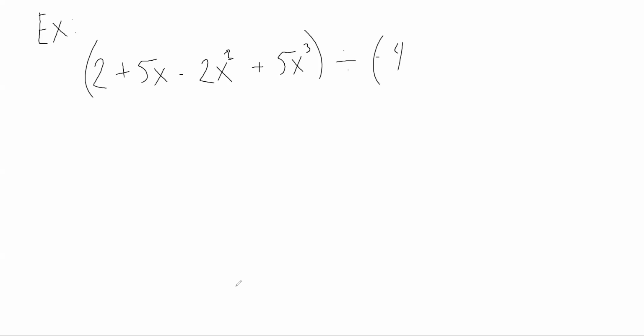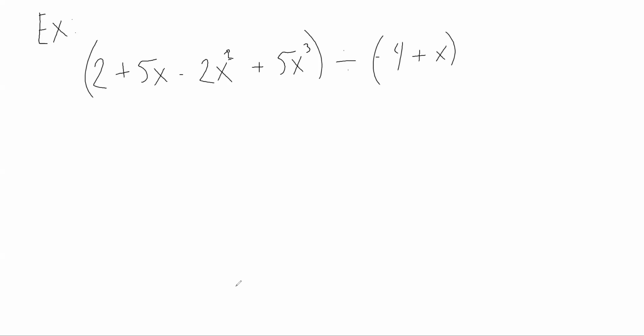And I have 2 plus 5x minus 2x squared, plus 5x cubed, and they want us to divide that polynomial by negative 4 plus x, okay?